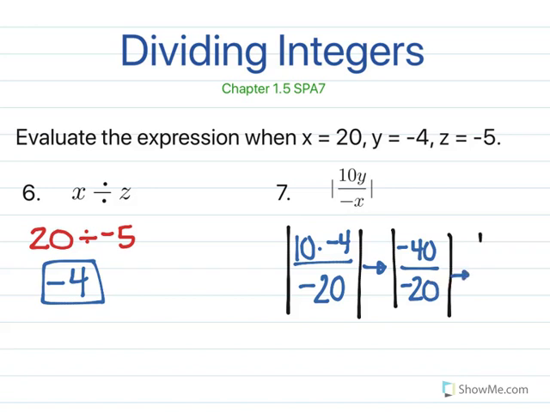So again, our answer of negative 40 divided by negative 20 is 2. And the absolute value of 2, which means how far 2 is from 0, is simply 2. So that is our final answer, 2.